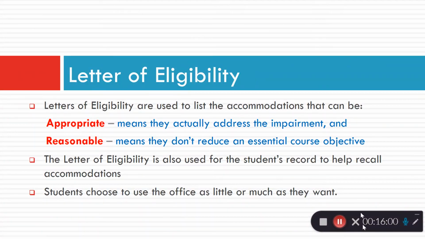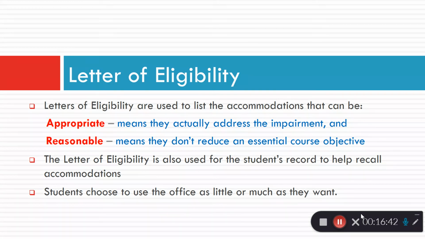Alrighty, so the letter of eligibility, as we're moving through some of the steps and expectations. When a student does an intake appointment and submits the documentation, and I'll outline all the steps at the end of the session as well, a student will receive something called a letter of eligibility. And it means it's appropriate, that it addresses the impairment, and it's reasonable, right? It doesn't reduce an essential course or objective. Those are the measures that we use when we're determining whether an accommodation is reasonable or not. And that reasonable accommodation or accommodations will be put in that letter that will be distributed to the student.